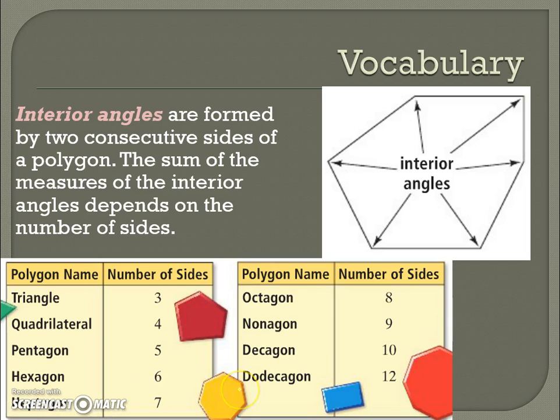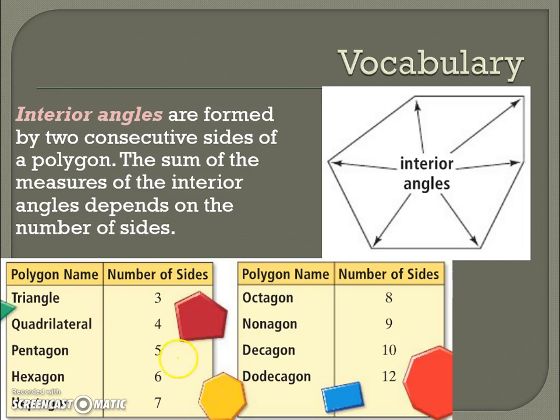All right, so you want to pause and copy all of this down. Interior angles are formed by two consecutive sides of a polygon. So copy out this diagram. That'll help you understand it better. The sum of the measures of interior angles depends on the number of sides. So interior angles are where two sides meet. It creates an angle. That's what I'm talking about when I say interior angles.